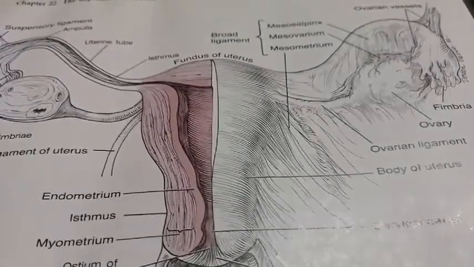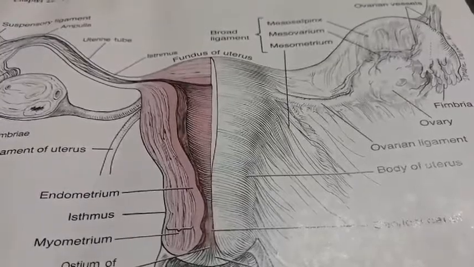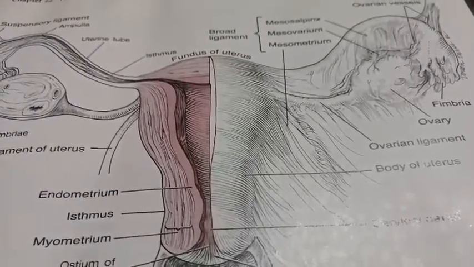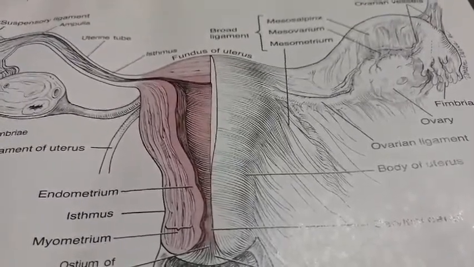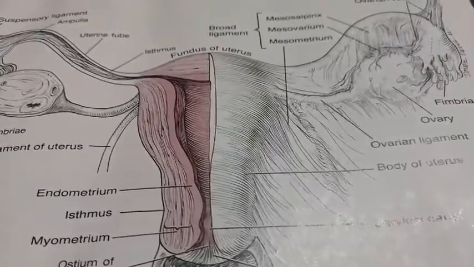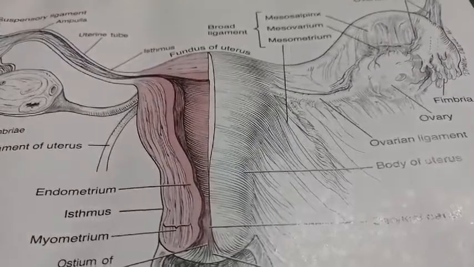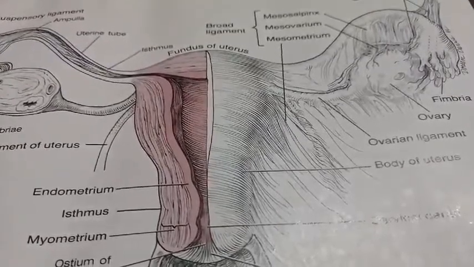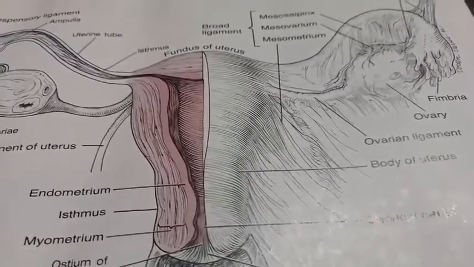Okay, and you know what is the major role of your ovary? It produces eggs and your female hormones, estrogen and progesterone. We will look into the structure of the ovary later while dealing with oogenesis. Okay, right now we are dealing with the system.